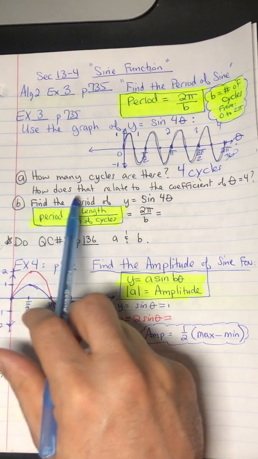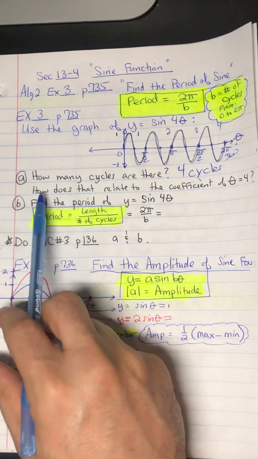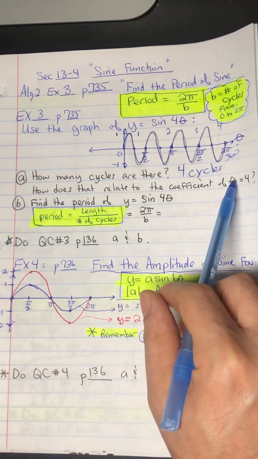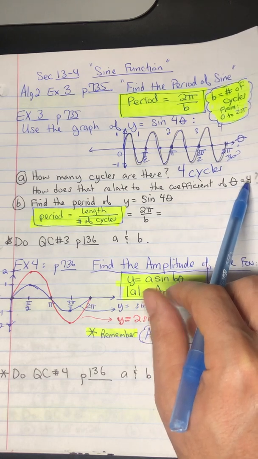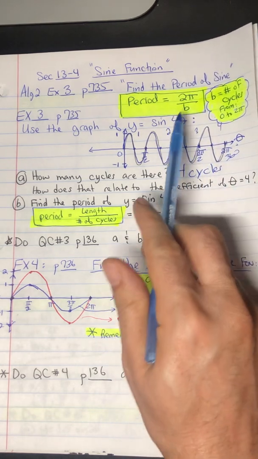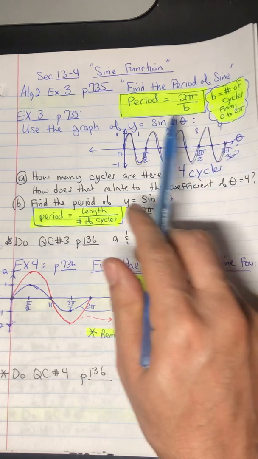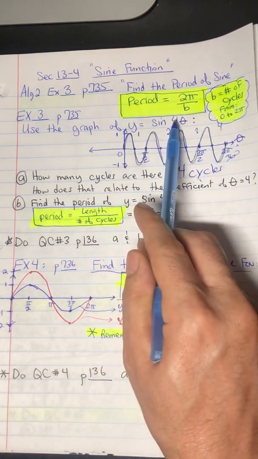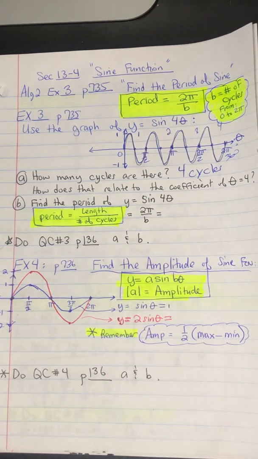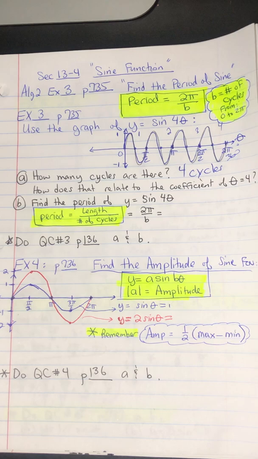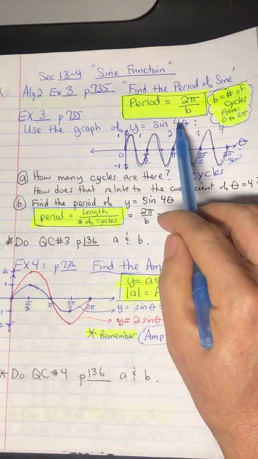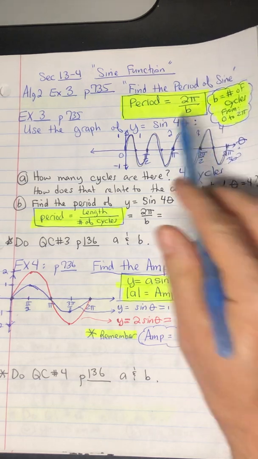Okay? Now it says, now that we know how many cycles there are, how does that relate to the coefficient of theta, which is 4? Here's the coefficient of theta. How do you think that relates? Well, there are 4 cycles and this number was 4. I guess this number tells you how many cycles there are. This number in front of theta tells you the number of cycles. Good. So now we know what this number is here. The coefficient of theta tells you how many cycles there are.